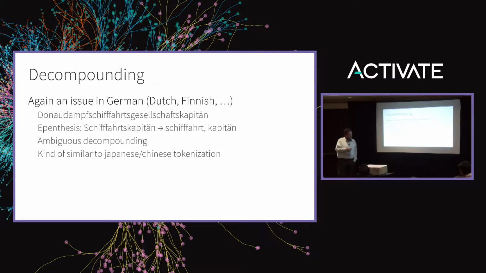And this is a bit similar to Japanese and Chinese tokenization, as they don't use spaces either. We normally use spaces, and the Dutch and the Finnish do too, but not for some words that they combine. You can either leave it like this, or if you want to be able to search for Donaukapitän and find this word, you have to break it up for search. So that's a problem too.